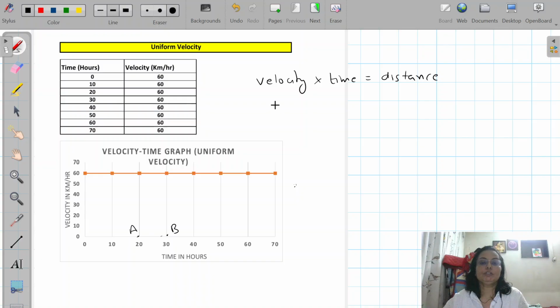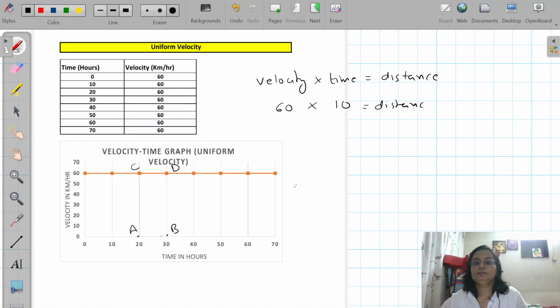So velocity is how much? It is 60. At C, the velocity is 60. At D, the velocity is 60. So average velocity is 60. And time is how much? 10, that is 30 minus 20. So that is equal to distance, which is 600 kilometers.